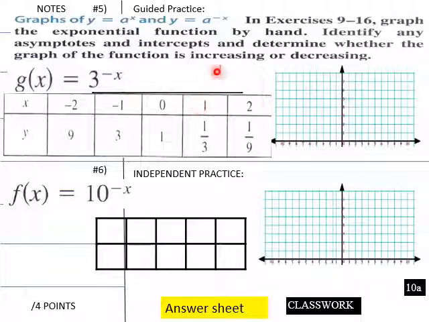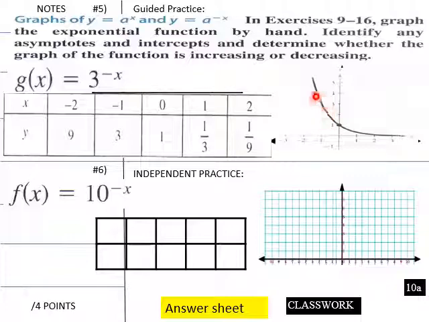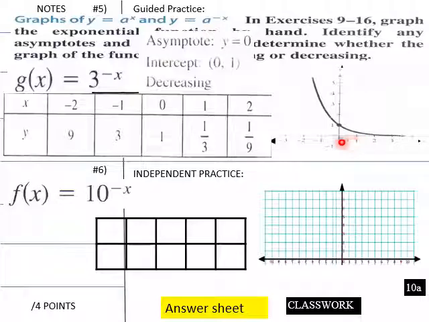So down here, we need to show asymptotes and intercepts. When x equals 0, y equals 1, so you're going to have an intercept there. This is what your graph should look like, plotting by hand. It should look like that. So it is decreasing from left to right. And then your asymptote is y equals 0, which is your x-axis here. That's your asymptote. And then your intercept: when x equals 0, y equals 1. And it is decreasing. So now you graph 10 to the negative x.